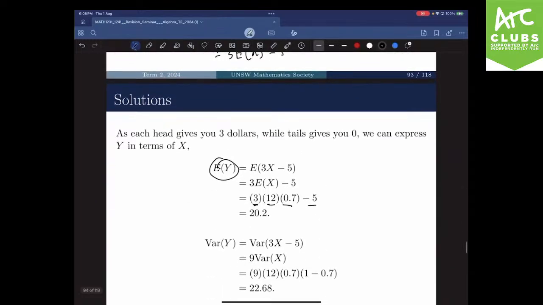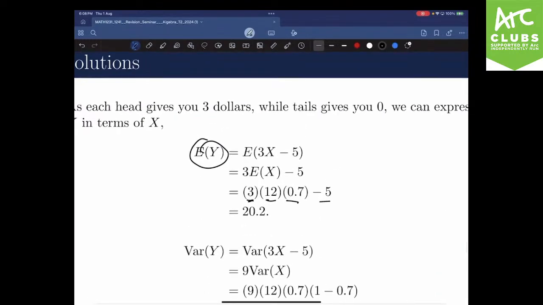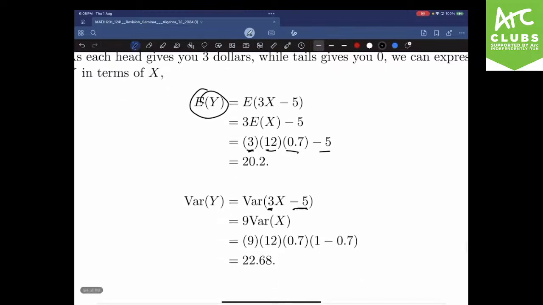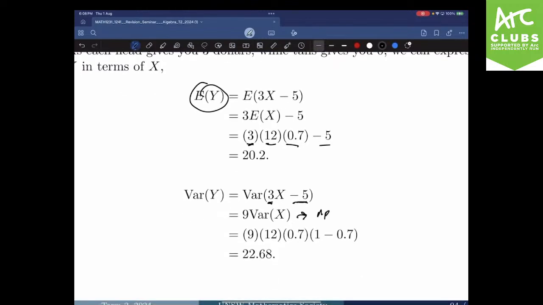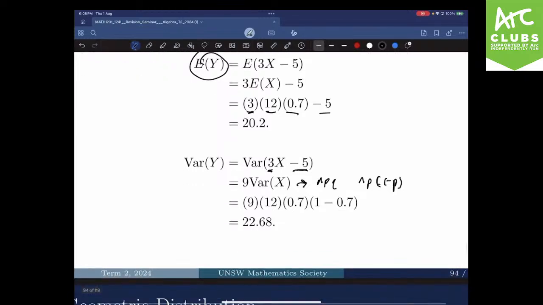And then, well, we also talked about this before. How does the variance shift? We ignore the constant term at the end. We just have to figure out what the constant term is before my random variable, and then we just take it outside and square it. So 9 times Var(X). Var(X), what is this equal to? It is equal to npq or np(1 minus p), where n is equal to 12, p is equal to 0.7. And that's how we figure out the variance there.